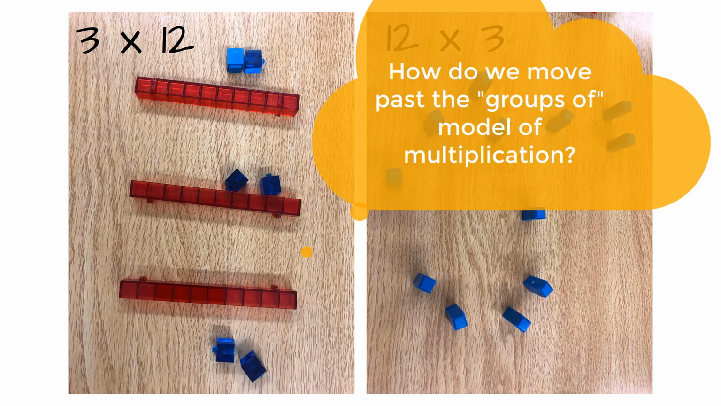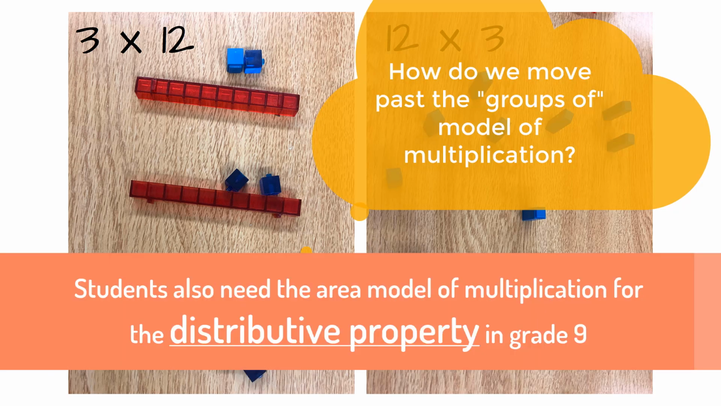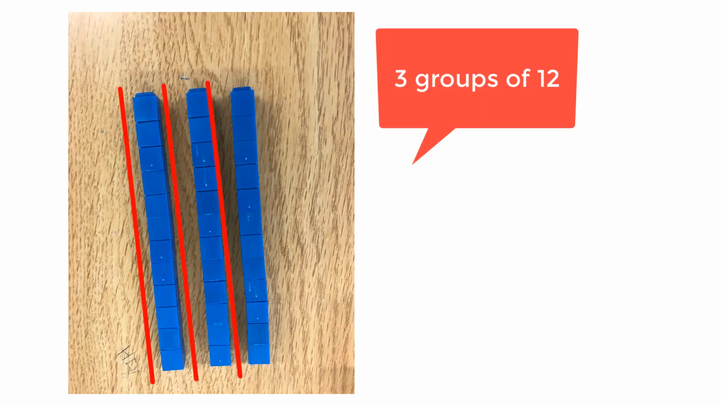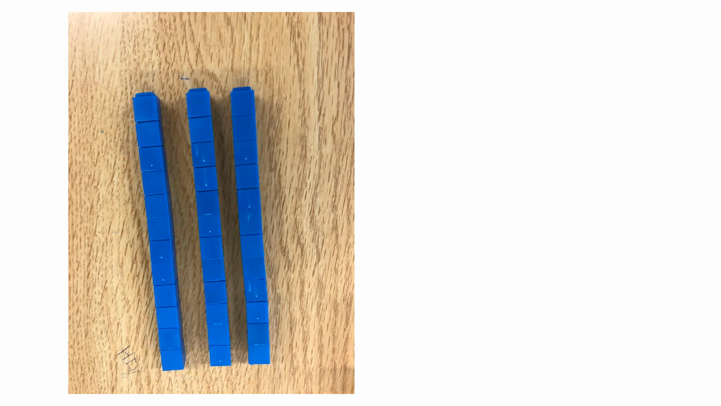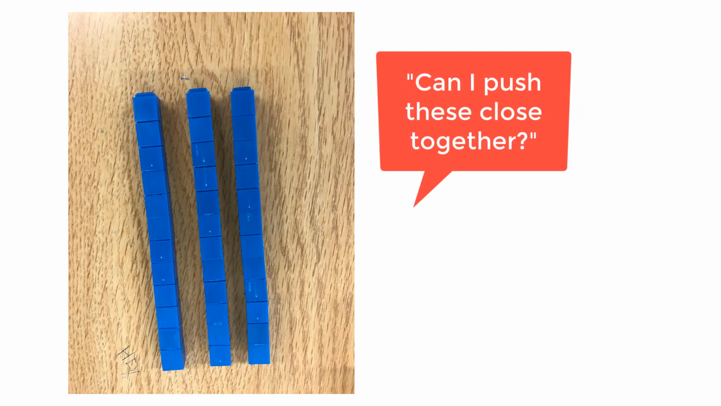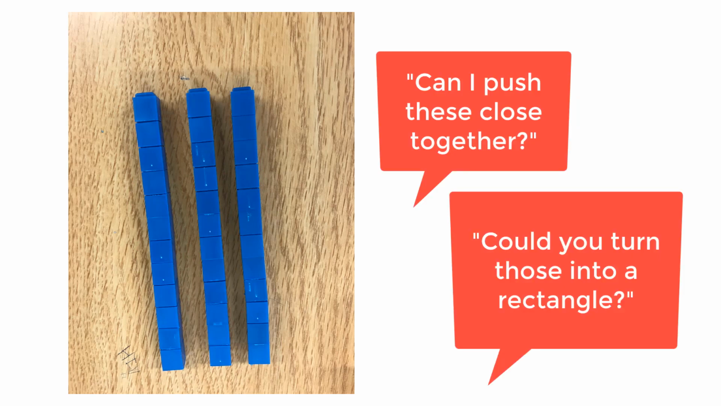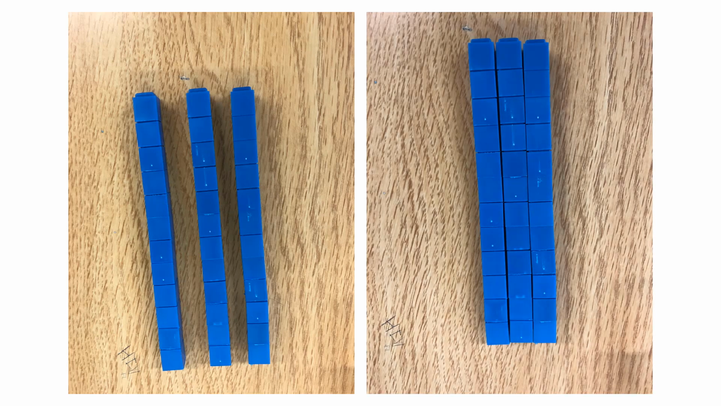But we need to move past groups of models into a model that's going to take us into grade 10 quadratics. And so when we see students that have a groups of model that looks like this, we might ask some questions to nudge them towards another model. We might say, can I push these close together? Or we might say, could you turn those into a rectangle? We get this. And now we've got a rectangle.